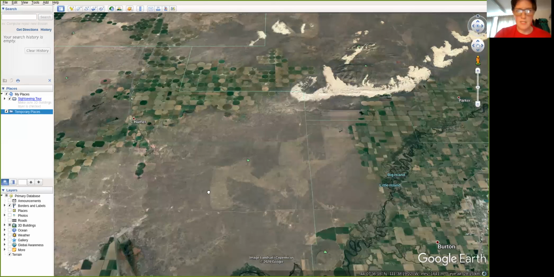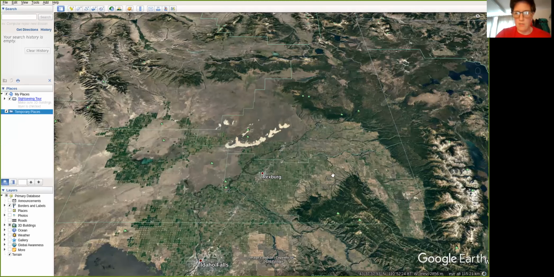So Menan Buttes is here. The Tetons are on the right part of the screen. You can see the snow-capped mountains. I want to draw your attention to a couple more features before we go.